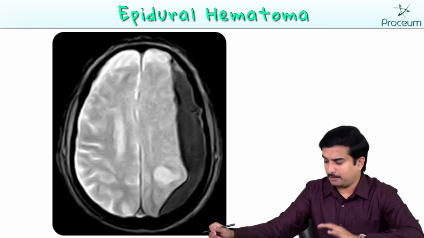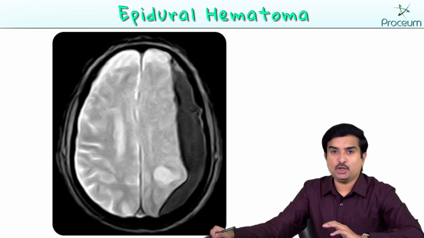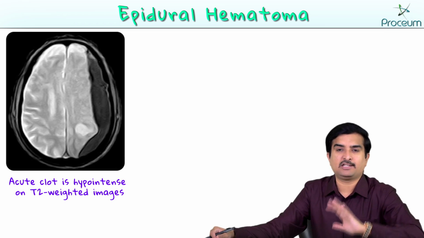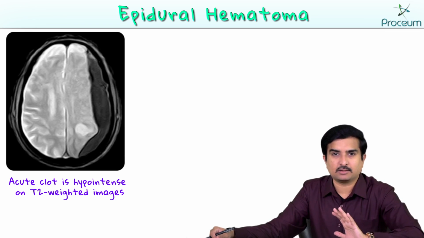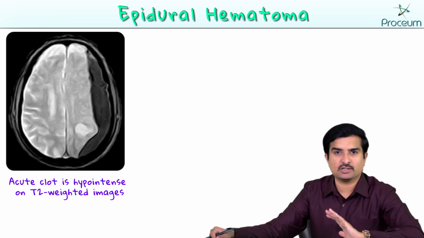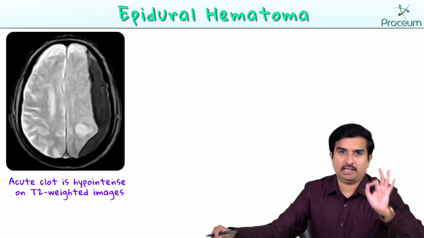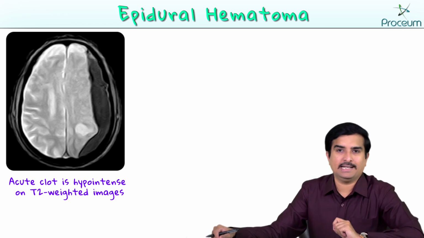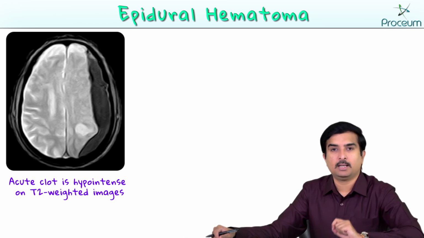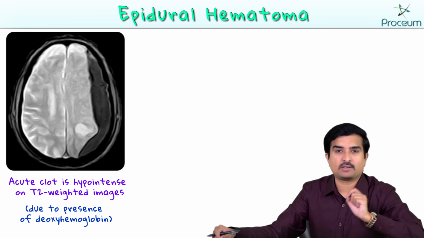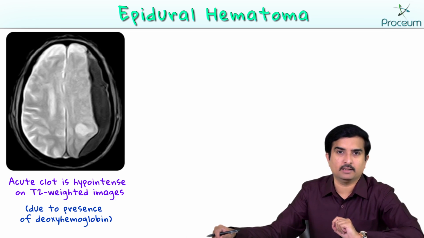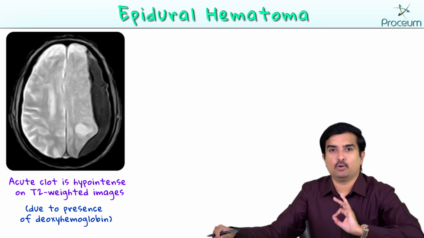So let us see the MRI pictures here, how it can be differentiated. First, this is the image where you are seeing the acute clot. Remember, this acute clot is always hypointense on T2 weighted images on the MRI. Remember the point very clearly. Whenever the clot is an acute clot, it is hypointense on T2 weighted images, mainly due to the presence of deoxyhemoglobin. Because of the presence of deoxyhemoglobin, the acute clot is hypointense.